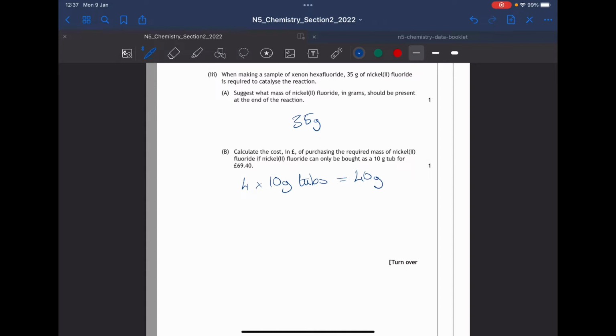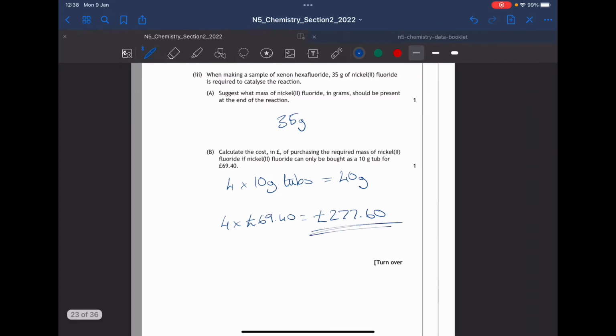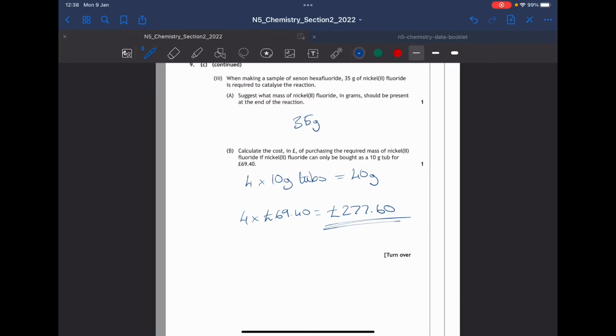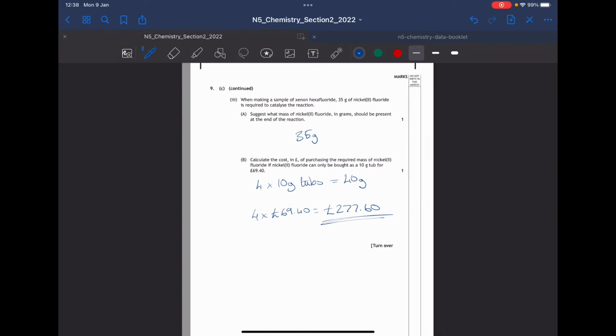So we need to times the price of 1 tub by 4. So if we do that, 4 times 69.4, that's £277.60. So they will have some catalyst left over, but they can always use that in the next lot of the reaction. But you can only buy it in 10 grams, so you have to get 40 grams.